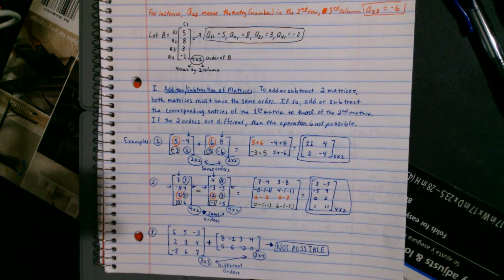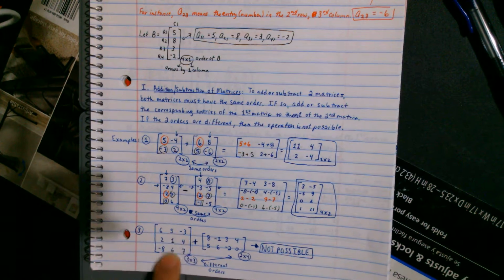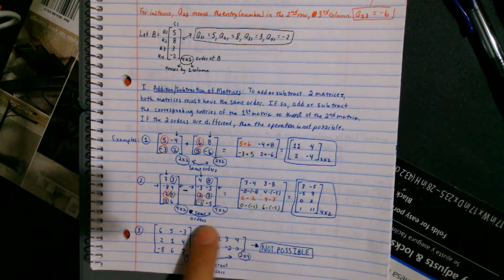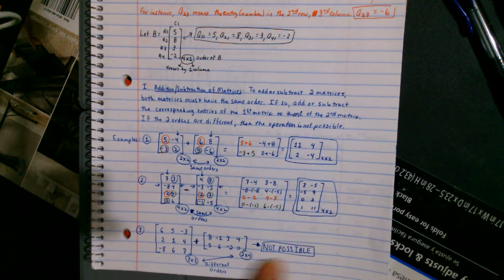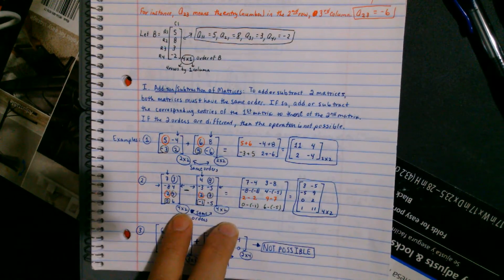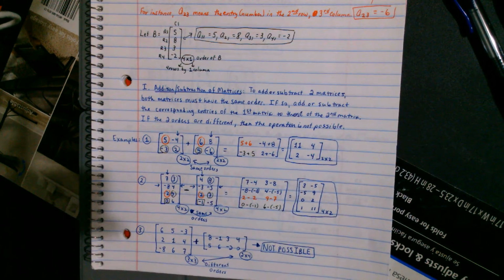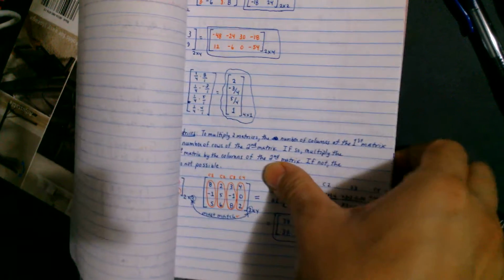Notice the third problem here has a 3 by 3 trying to add to a 2 by 4. They're completely different orders, so the addition is not possible. You cannot add or subtract 2 matrices if they do not have the exact same order. Okay, that's essentially how it works. That's all this is. It's really nice. That's why I did 5.7 before I did 5.3.